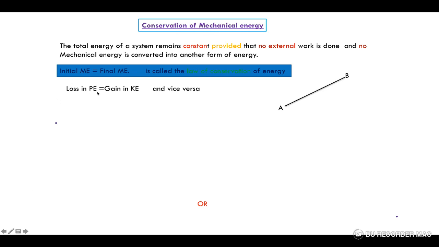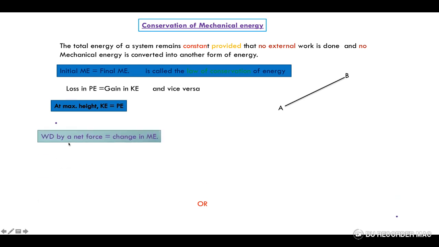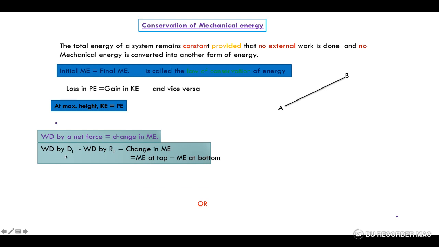So loss in potential energy is gain in kinetic energy and vice versa. At maximum height, kinetic energy is equal to potential energy. Work done by a net force is equal to change in mechanical energy. Work done by driving force minus work done by the force of resistance is equal to change in mechanical energy. That is, mechanical energy at top, here at B, minus mechanical energy at bottom, that is at A.